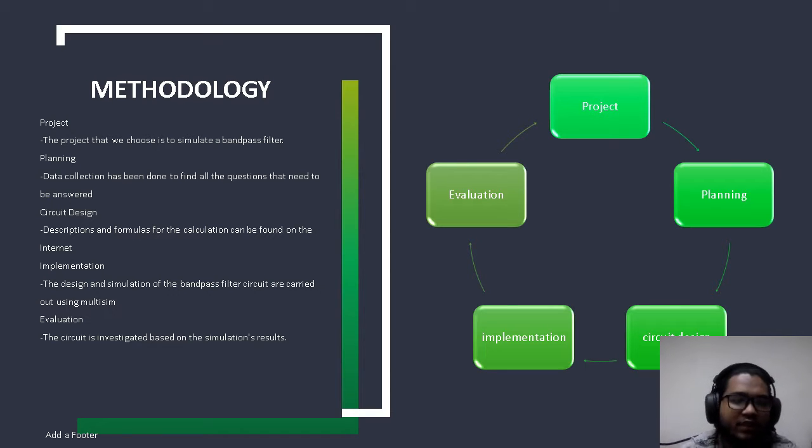Next is methodology. For this project, we were given a choice between two different projects, and the one we chose is the bandpass filter. In the planning, we did data collection to find all the questions that need to be answered. Next, we did the circuit design, with the description and formulas for the calculation found on the internet.